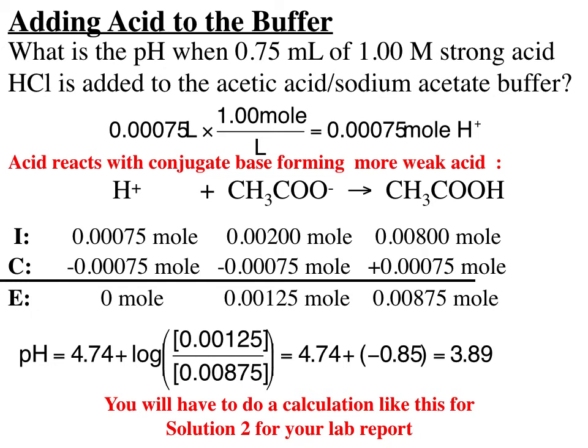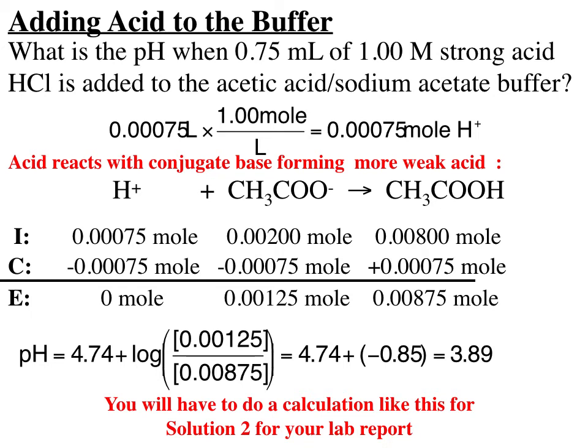So let's examine that by taking 3/4 of a milliliter, 0.75 milliliter of 1 molar strong acid, HCl, and add that to my acetic acid sodium acetate buffer, which I made on the previous slide. Okay, so I'm going to use the moles. I'm dumping this HCl into the original buffer. This is much like you will do in the experiment. You'll take your original buffer and you will dump some strong acid into it.